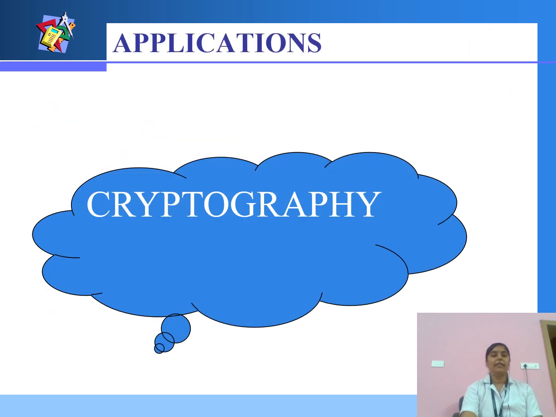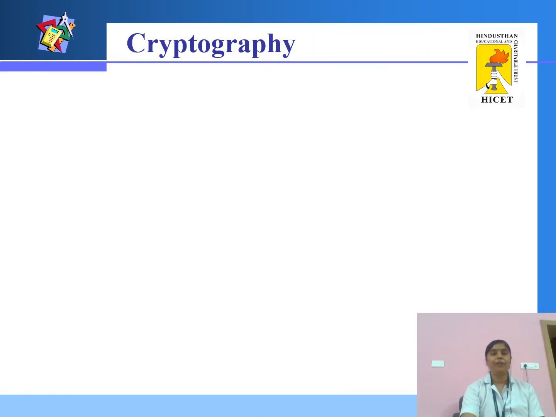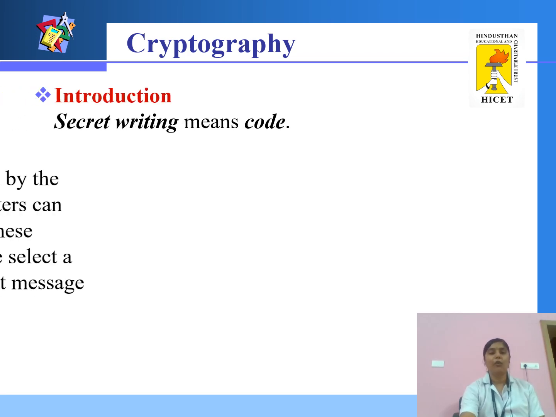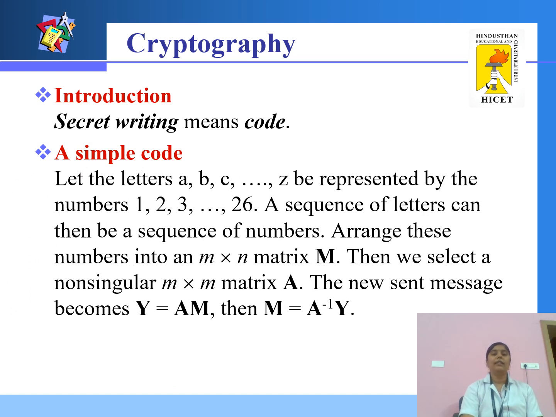Let's start this session with cryptography. Cryptography is secret writing. It means code. A simple code is that the letters A, B, C, etc. up to Z are represented by the numbers 1, 2, 3, etc. up to 26. A sequence of letters can then be a sequence of numbers. Arrange these numbers into an m by n matrix M. Then we select a non-singular m by m matrix A. The new sent message becomes y equal to A times M. Then M is equal to A inverse y.